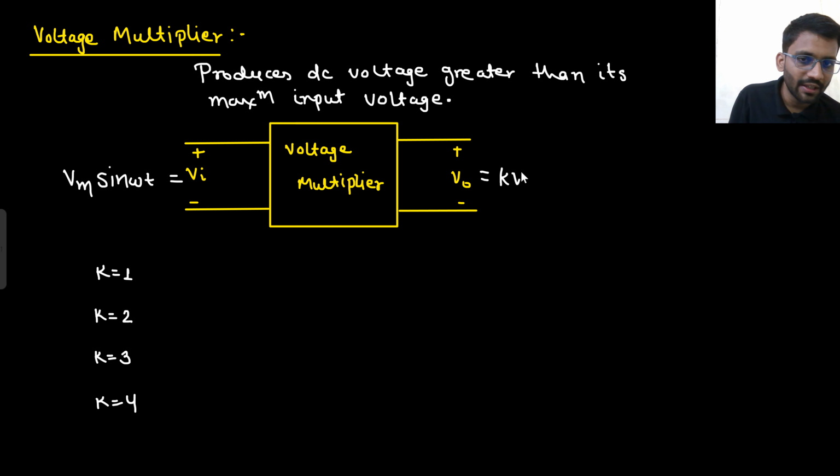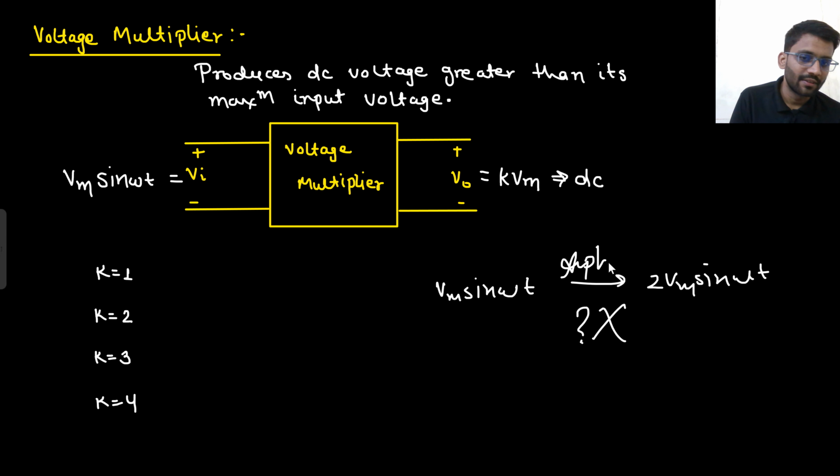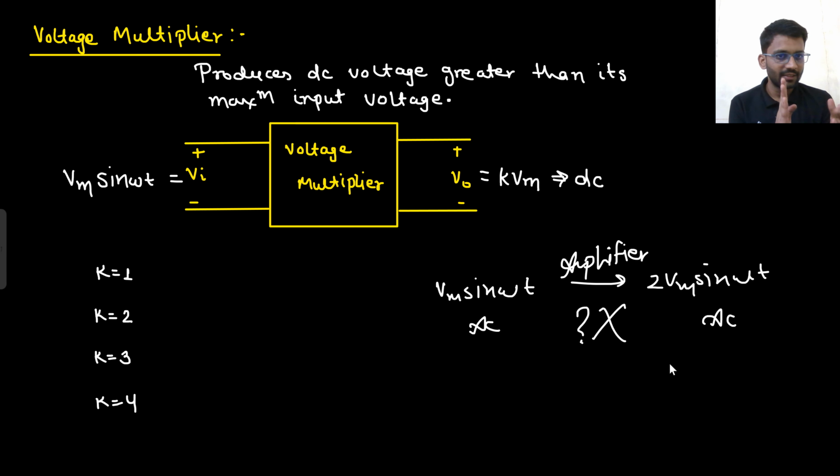So it could be somewhat kVm, but the important thing is this would be DC. Let's assume my input is Vm sin omega t, and in the output I want 2 Vm sin omega t. So will you use a voltage multiplier? No, you will use an amplifier. We will study about it later on. So here your input is AC and output is also AC, which is amplified by a factor of 2. So here you are not going to use a voltage multiplier.